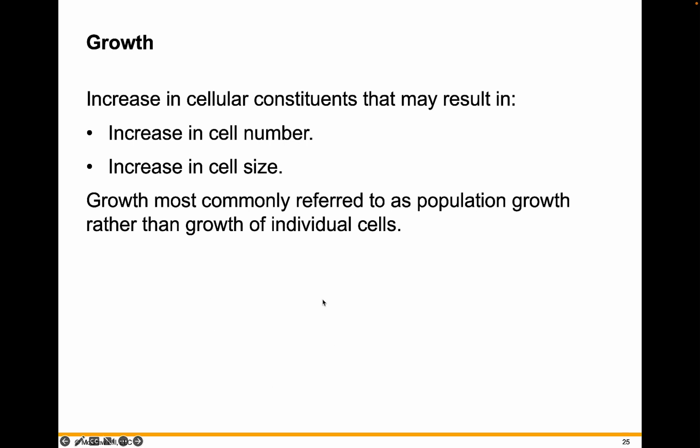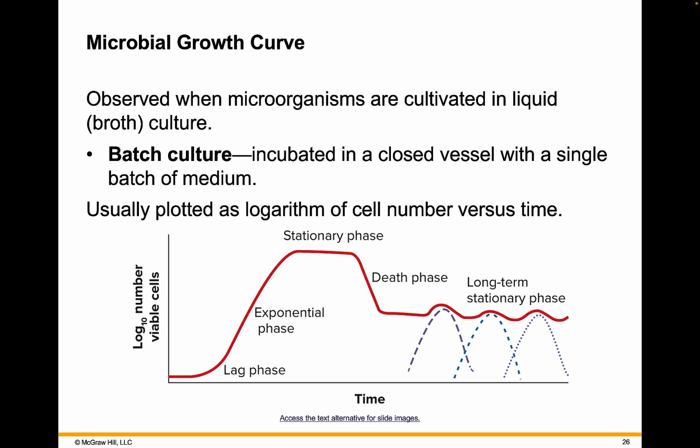So the increase in cellular constituents may result in an increase in cell number and an increase in cell size. Growth is most commonly referred to as population growth rather than that of the individual cell. So here we are going to talk about the growth of the population. So far, we have discussed the growth of an individual cell, how the DNA replicates and separates out. Here we are looking at the population level.